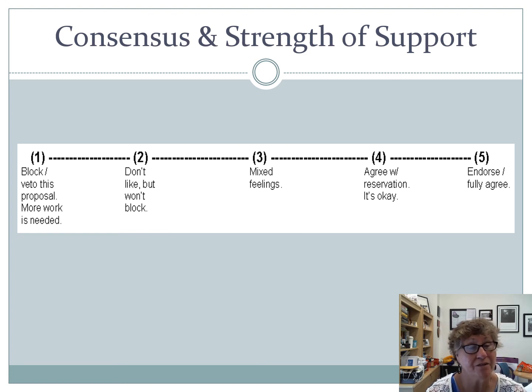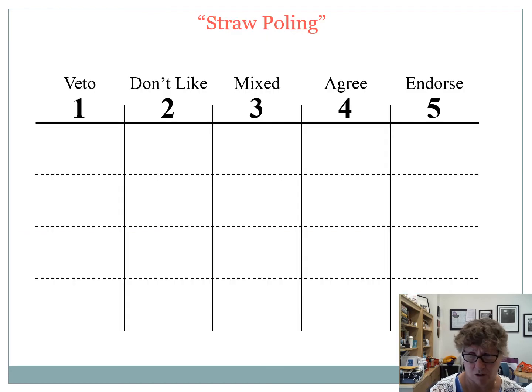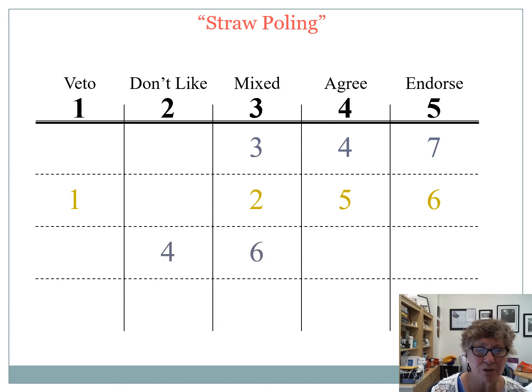And then down here on the other hand, we have a 2, don't like it, but again, I'll live with it. I'm not going to block it. And then in the middle, we have the people with mixed decisions. So anytime you're looking at a big decision, you might want to do some of what is called straw polling. And so you have these 5 areas, and these are the different ways, different ideas that people look at.